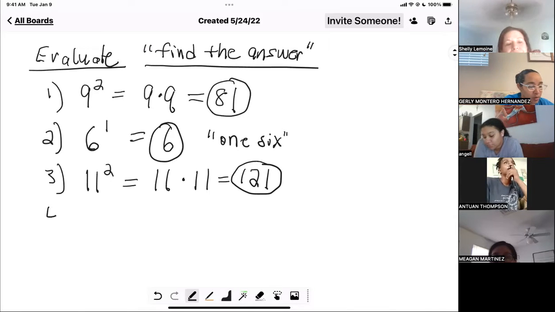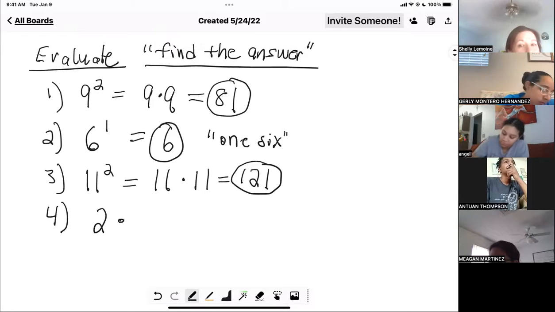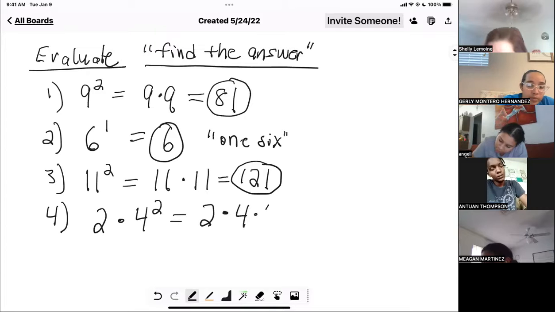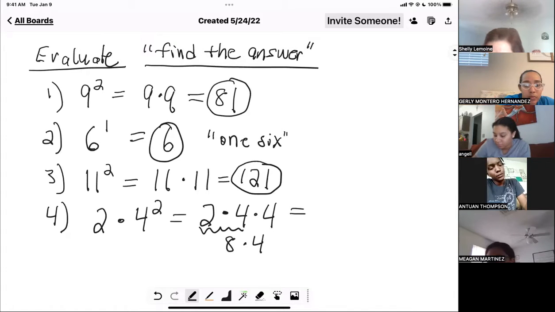And then sometimes they will multiply more than one thing. So for instance, 2 times 4 squared. Okay, so 2 is going to stay, and then 4 is 4 times 4. And then just like with adding, I can multiply in any order if I want, but I like to do this first. So that'd be 8 times 4, which is 32.